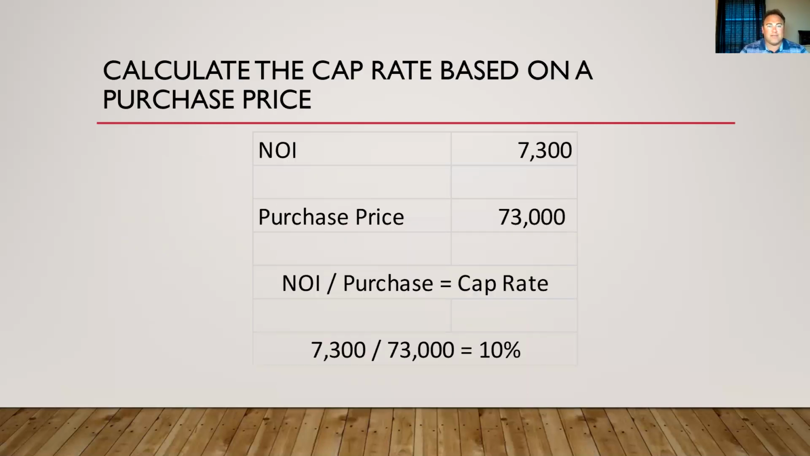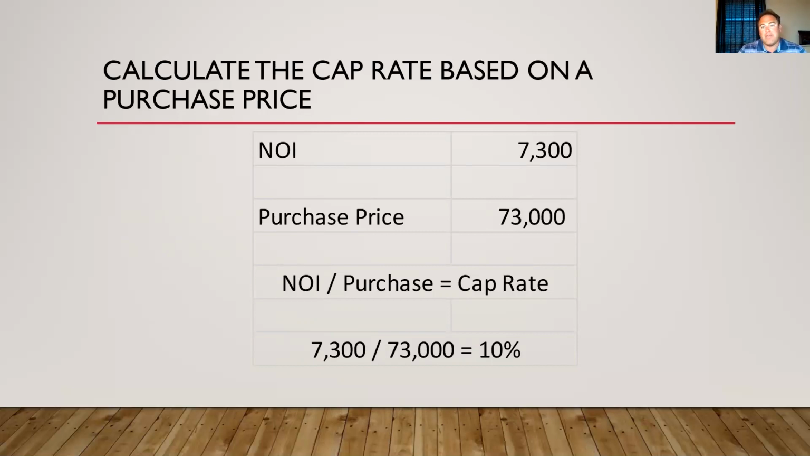There are a couple of different ways we can use cap rates. First, calculating the cap rate based on the purchase price. In this example, we bought this property at $73,000, and we've identified that the net operating income is $7,300. Our formula is net operating income divided by purchase price equals the cap rate. So 7,300 divided by 73,000 equals a 10% cap rate. Again, real simple: NOI divided by purchase price equals cap rate.